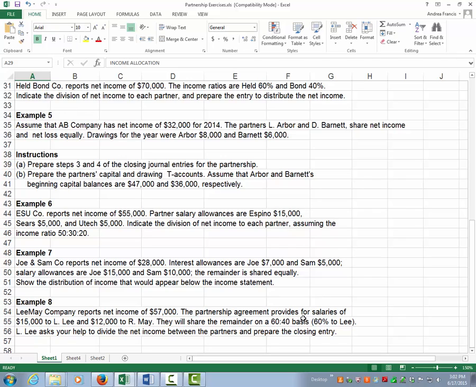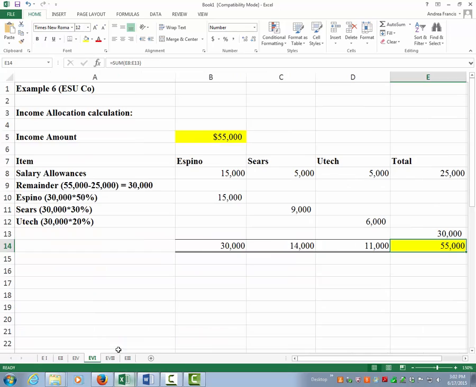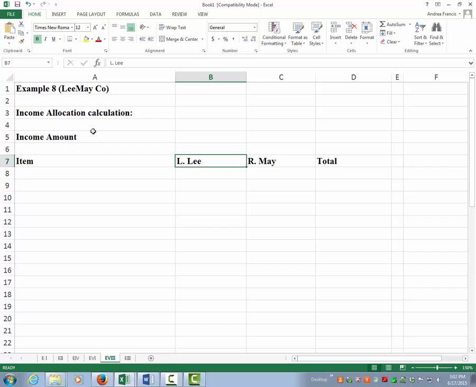So what are you going to do here? Well, you know that 57,000 is what you need to allocate. There's also a salaries provision, and then finally you're going to do a 60-40 split with whatever is left behind. So let's go into a workbook or on a clean page and see what we can do. So I've set up a page here, our income amount. It's kind of a similar page to before.